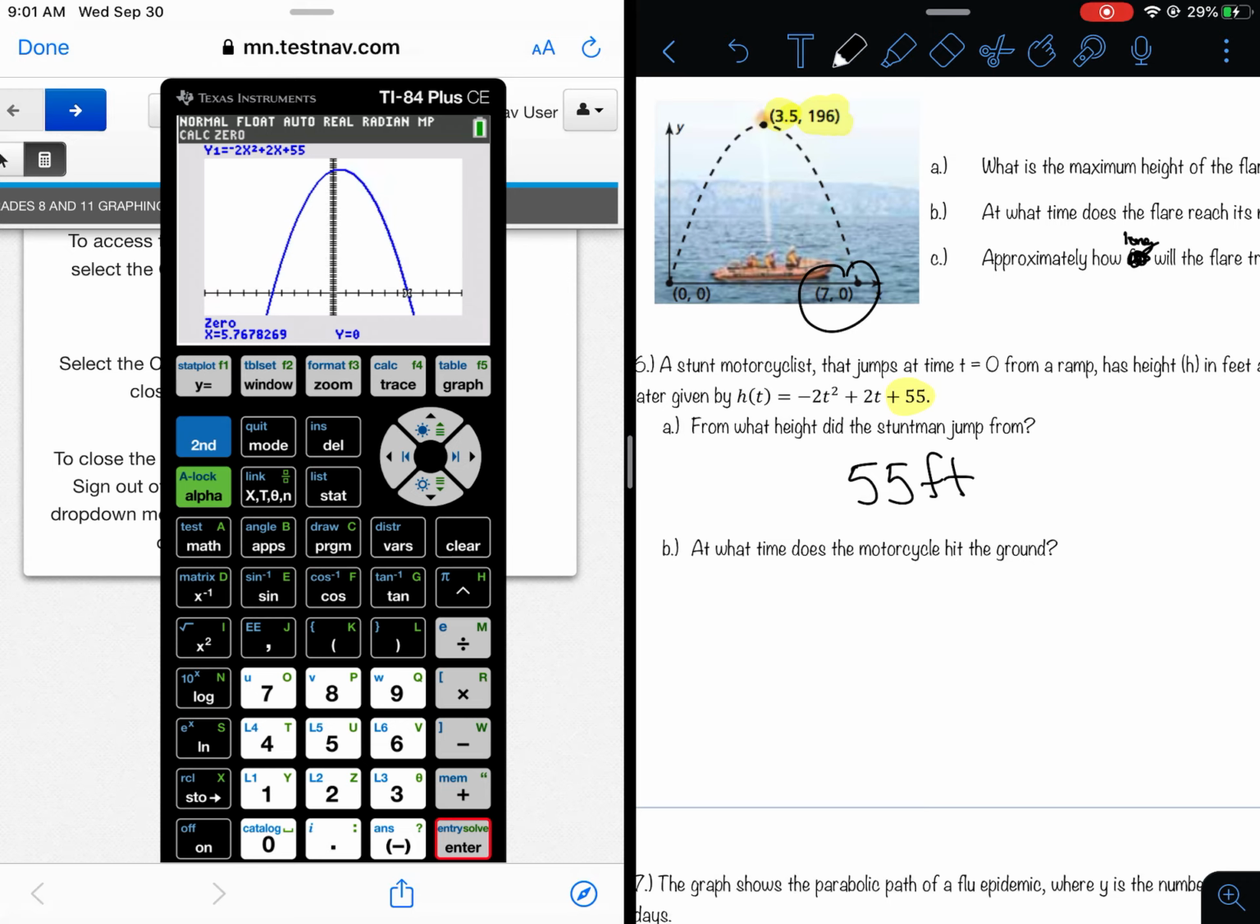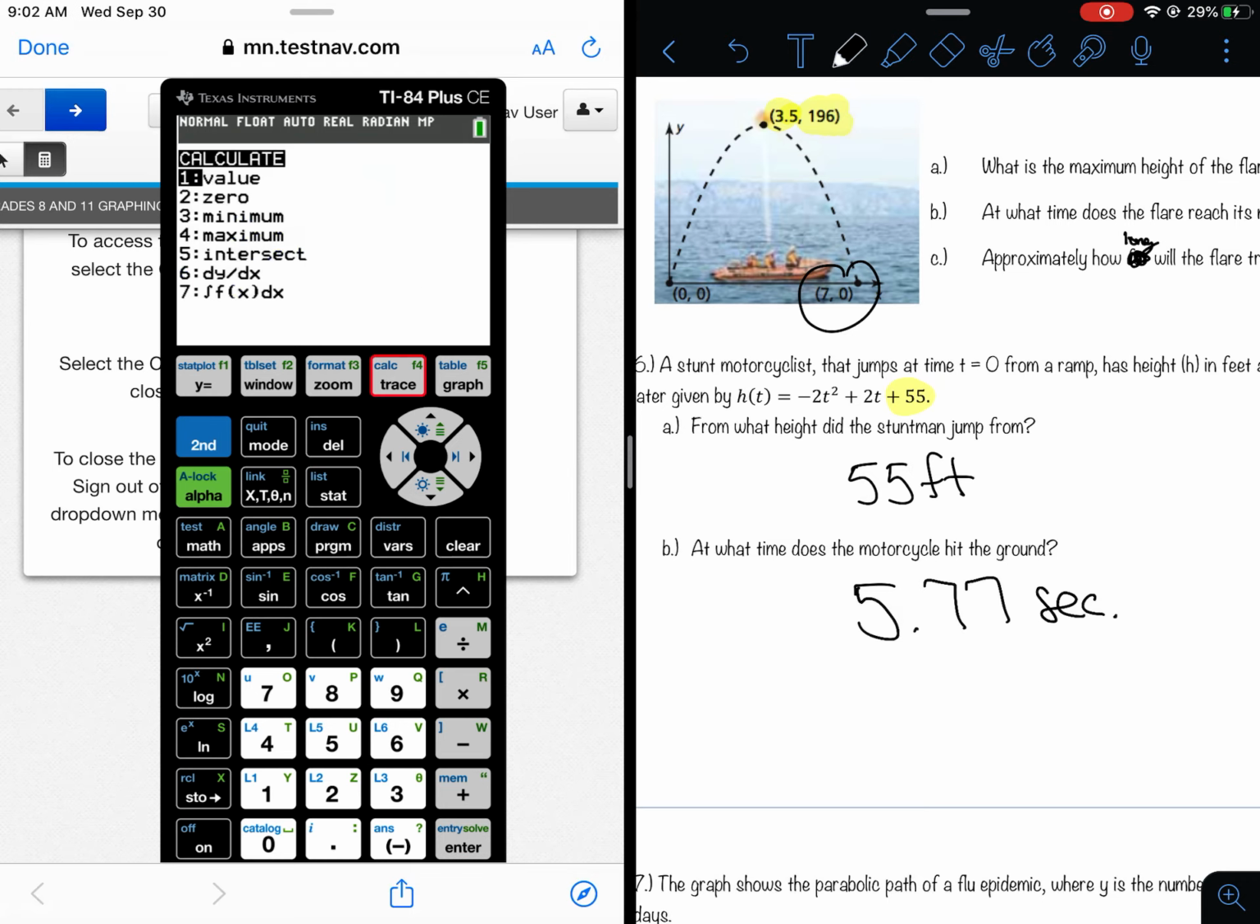And it looks like it's 5.77 seconds. But you're going to use the calculator to find all this information. I could also find the highest point of the motorcycle, because think about a motorcycle going off of a ramp, he's going to go up a little bit before he starts coming down. So I could find the highest point here by also using second and calc and just going to maximum.